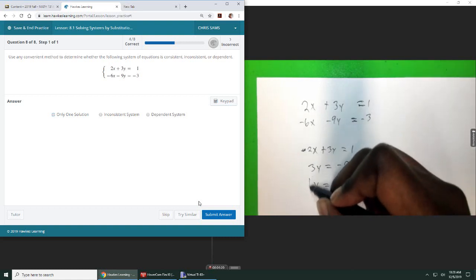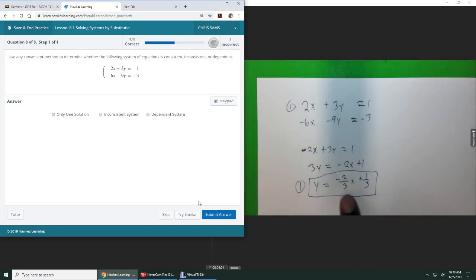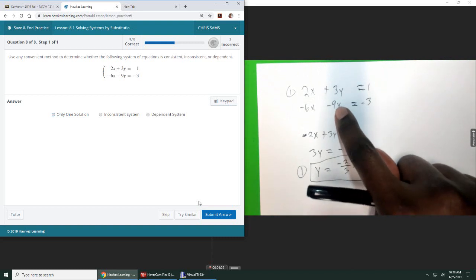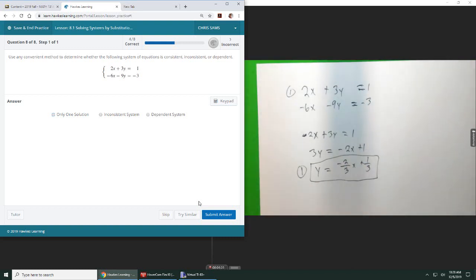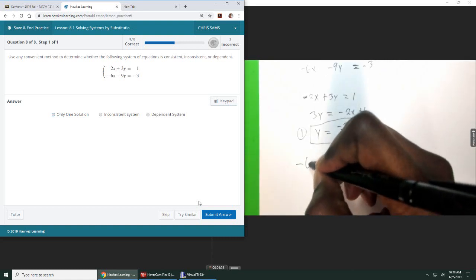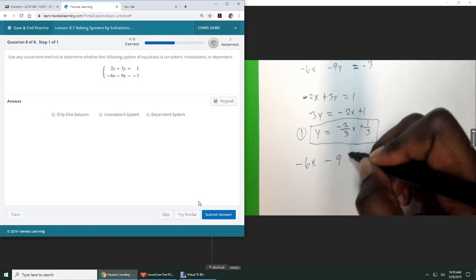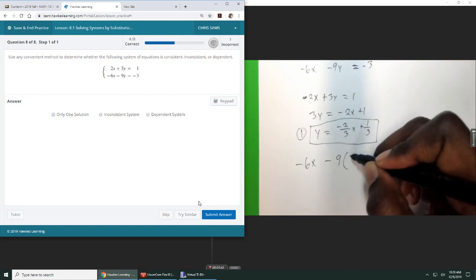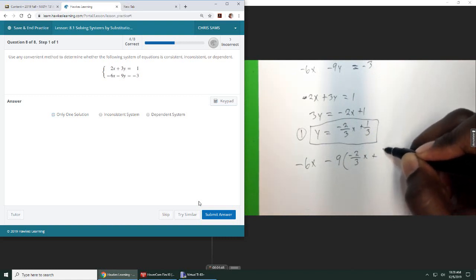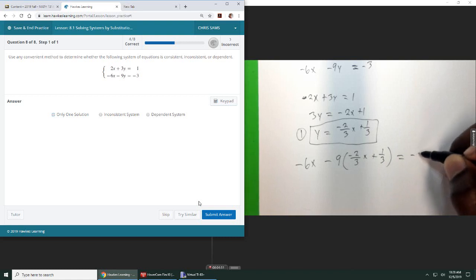So you see how we have these fractions. This is the first equation, and this is solved for y. So now that we have this solved for y, we're going to plug all of this in for y right here and distribute, and we'll have one equation in terms of x. So I'm going to take negative 6x minus 9y. Now y is equal to this, so negative 2 over 3x plus 1 over 3. And then this is equal to negative 3.